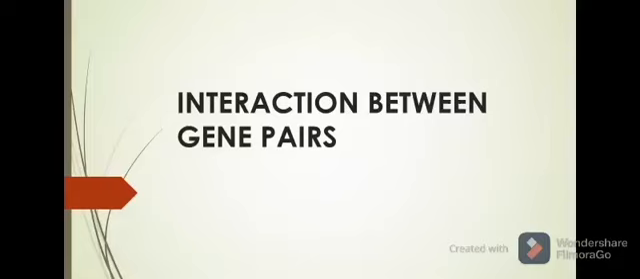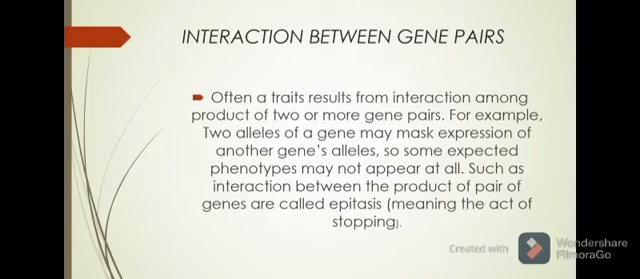Interaction between gene pairs. Often a trait results from interaction among products of two or more gene pairs. For example, two alleles of one gene may mask expression of another gene's alleles, so some expected phenotypes may not appear at all. Such interaction between the products of a pair of genes is called epistasis, meaning the act of stopping.